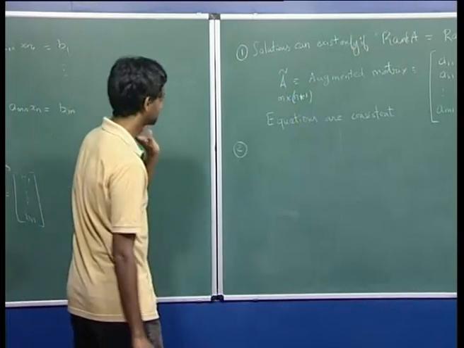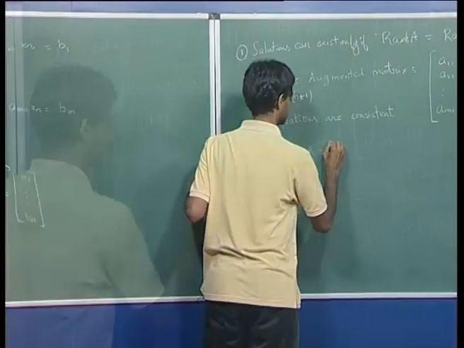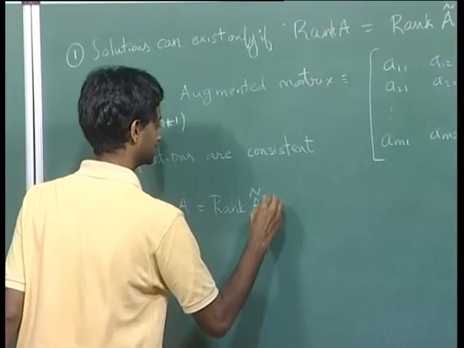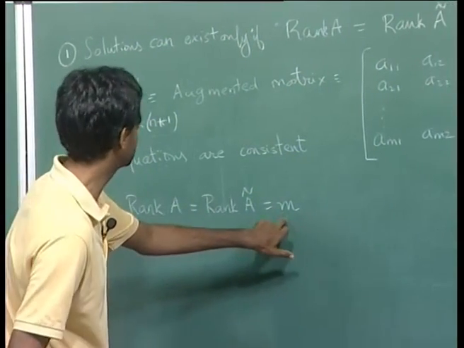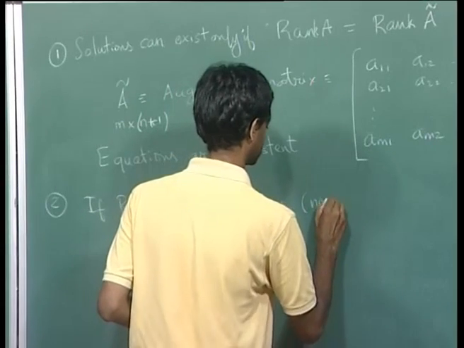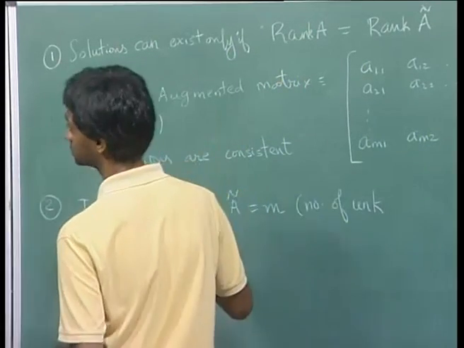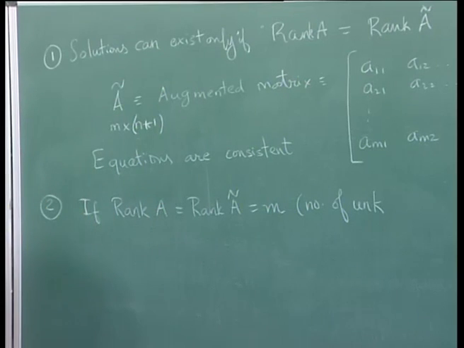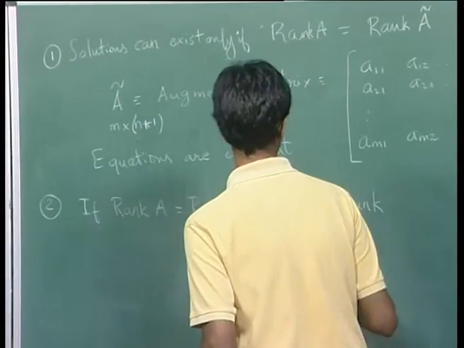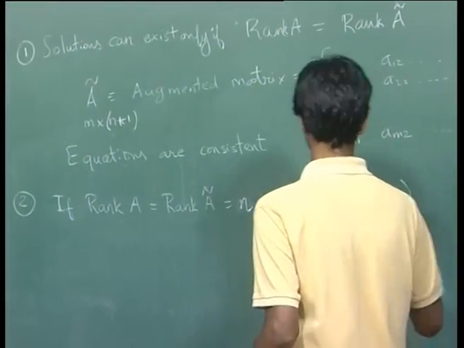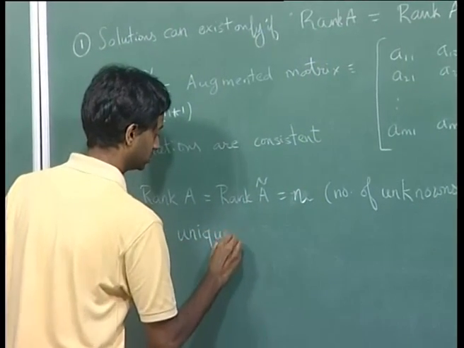Okay. Now, if rank A equals rank A tilde equals n, the number of unknowns, then a unique solution exists.